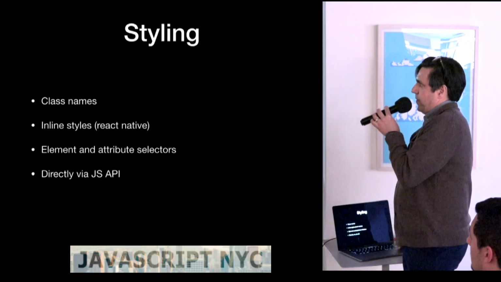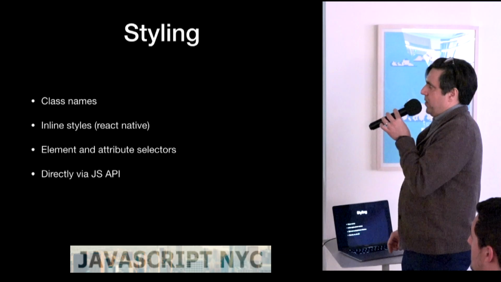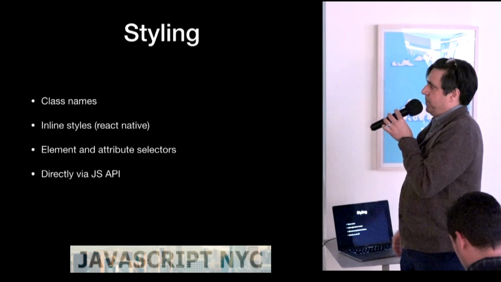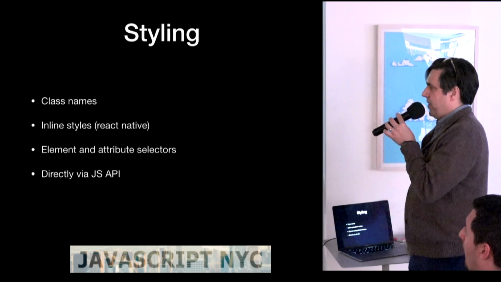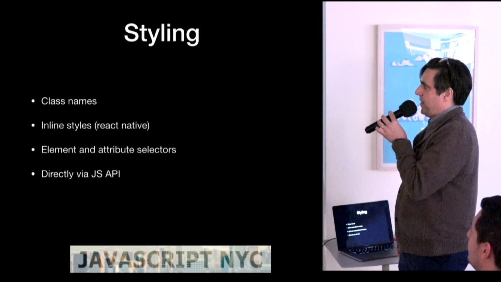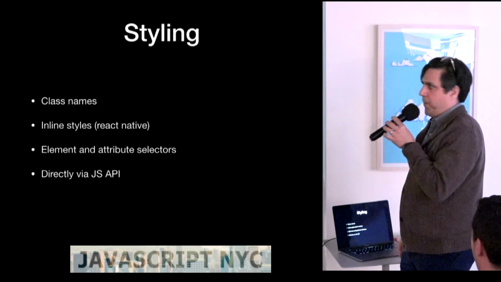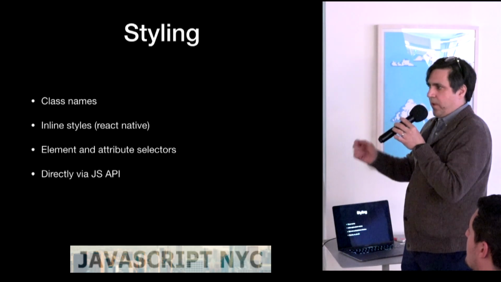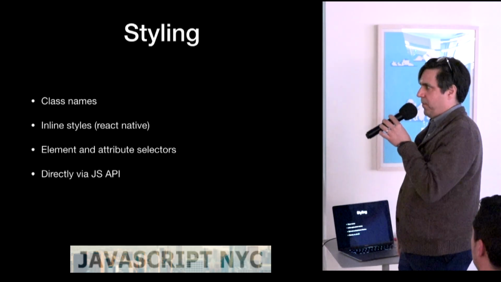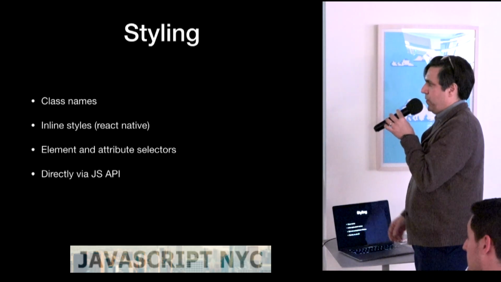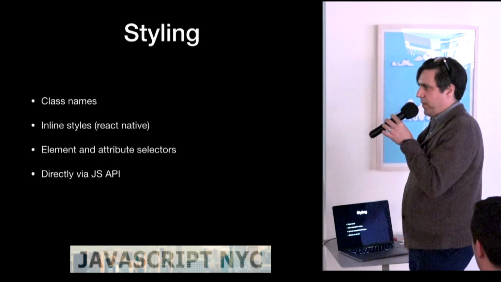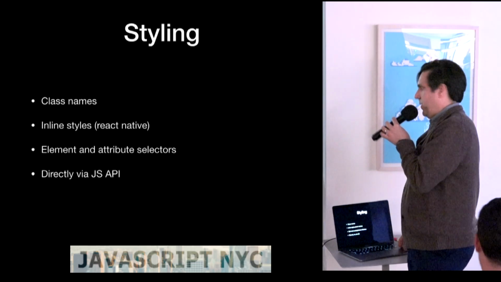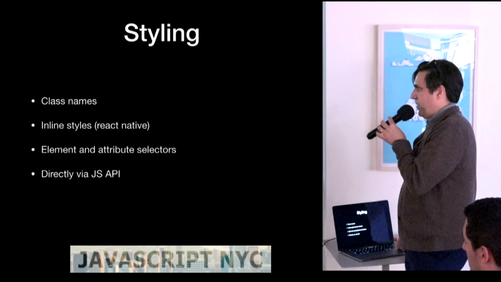Okay, so one of the tricky things about building components is styling. So you have this prop called className, which is the DOM element class. You have inline styles, which is pretty typical in React Native. You have element attribute selectors. So like if you want to say P, body text or something like that, or P data-test, blah, blah, blah. You can write selectors based on your elements or attributes, and of course named classes, and then directly via the JavaScript API.